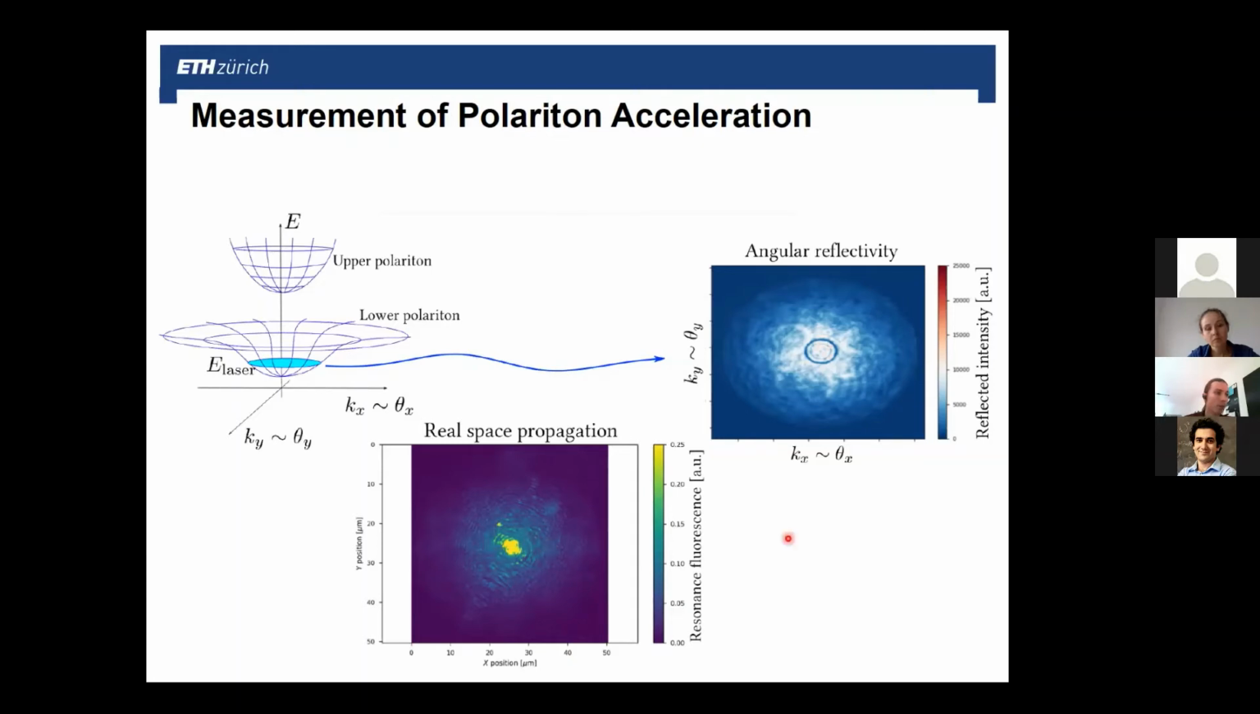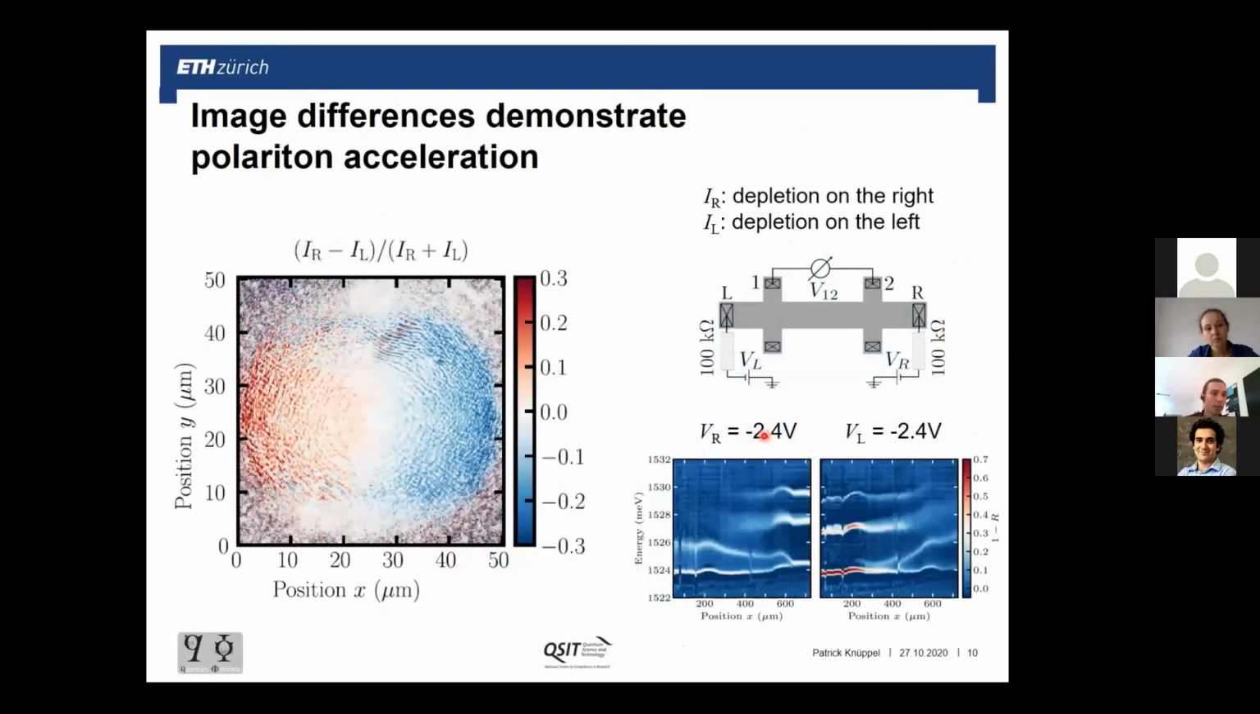And now what we do, we take such images, but comparing the two opposing density gradients. So one's gradient towards the left, one's towards the right, and compare these two images. And what we find is that there's a contrast. So how to read this? Let's say if the right side of the device is depleted, the polaritons want to move to the left, and vice versa. This is plotted in these difference images.